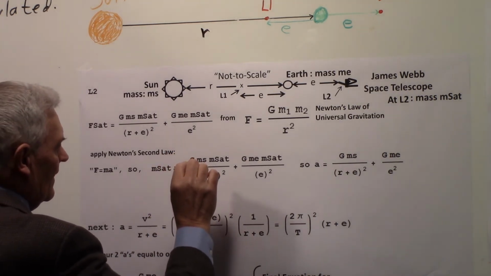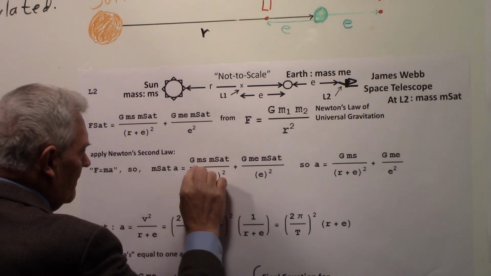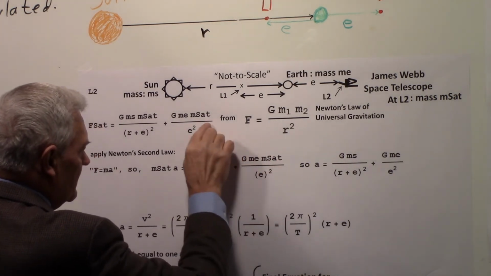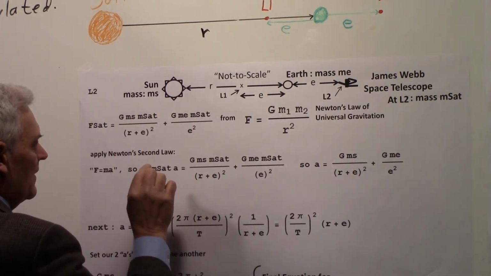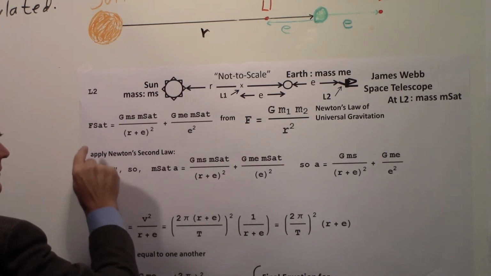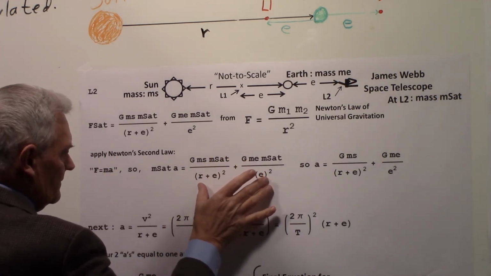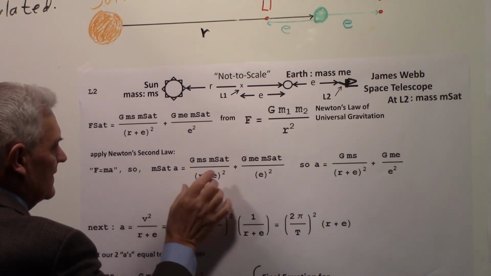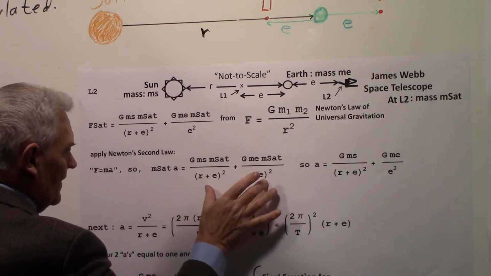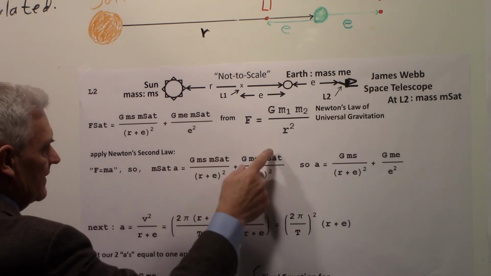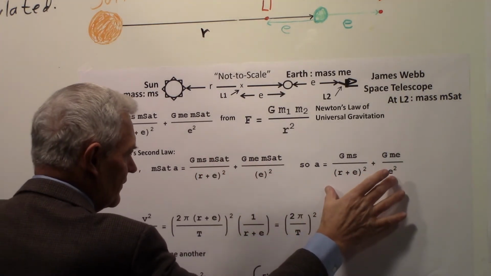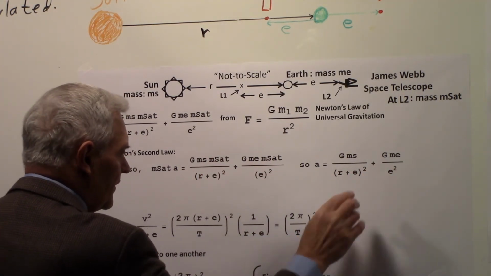the same equation that we had here. So we have this force equaling this force, and that's what we're showing here. The MSAT A is equal to this term plus this term. The MSAT cancels out, and we're left with this for A. This is what we're going to use.